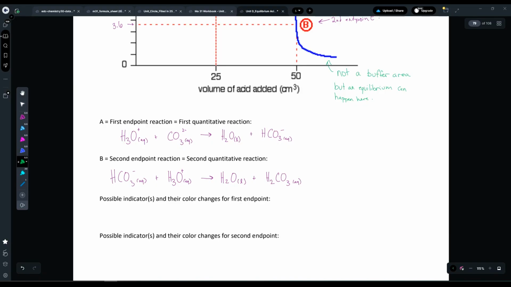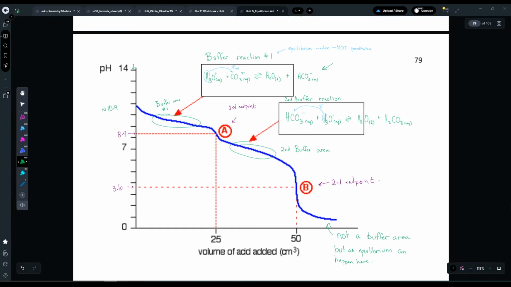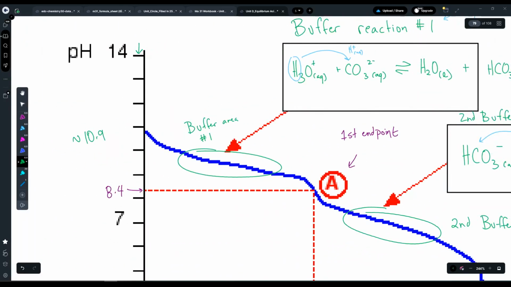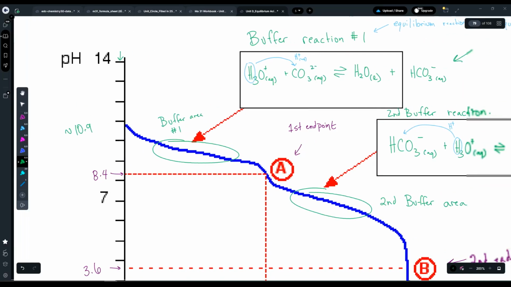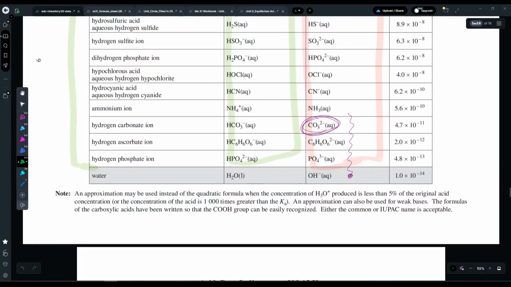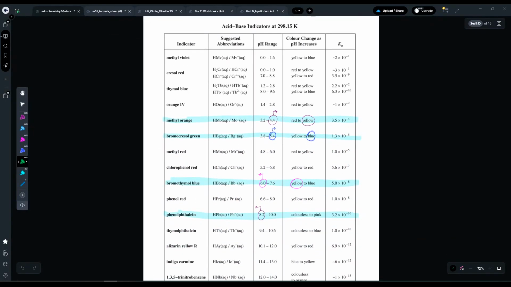Okay, so next we're going to talk about the possible indicators and their color changes for the first endpoint. Like I said, the first endpoint happened at around a pH of 8.4. So for choosing our indicators, we want an indicator in which 8.4 is somewhere in the middle of its pH range. So let's go to our data booklet, page 10. I'm going to clean this up some.